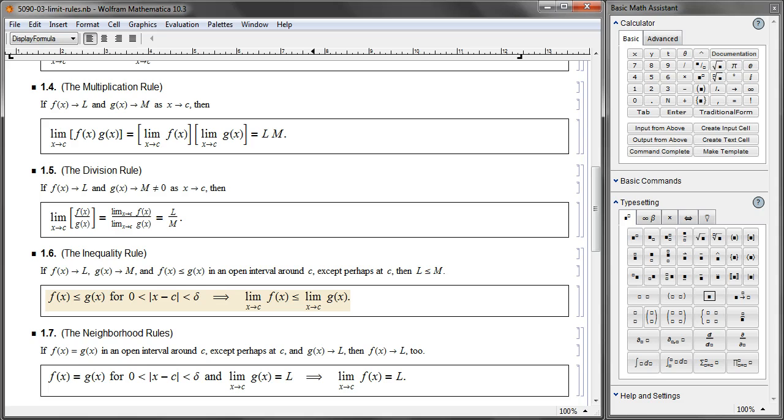One more comment here. If I change this into a strict inequality, do I have a strict inequality here too? No, not necessarily. This second inequality has to be less than or equal to. Even if f of x is strictly less than g of x, it is possible that the limits turn out to be the same.